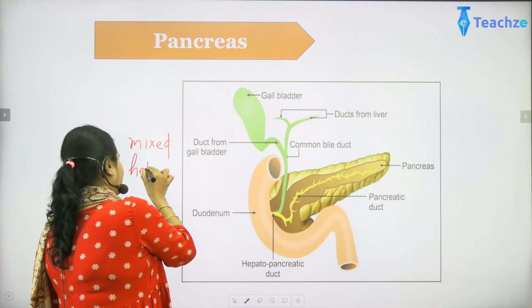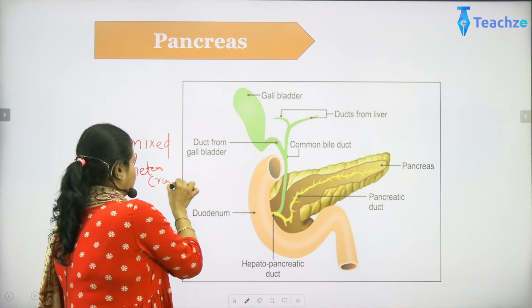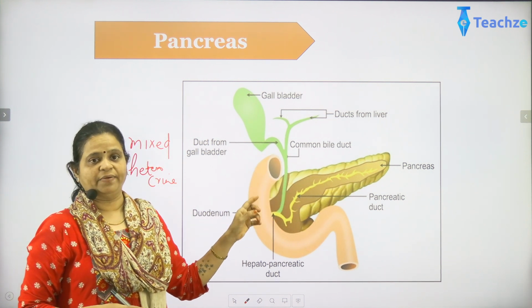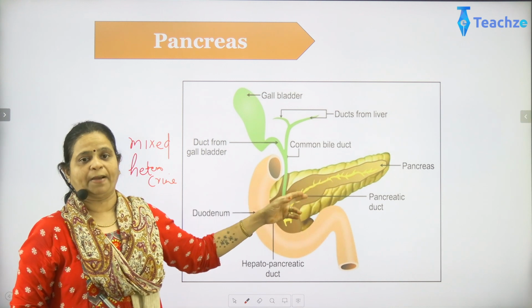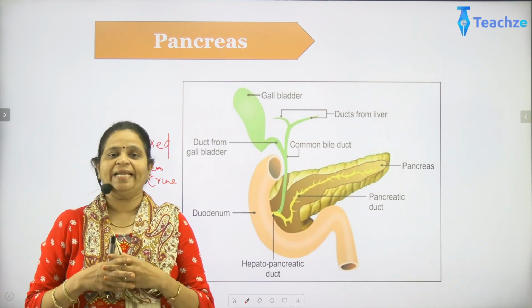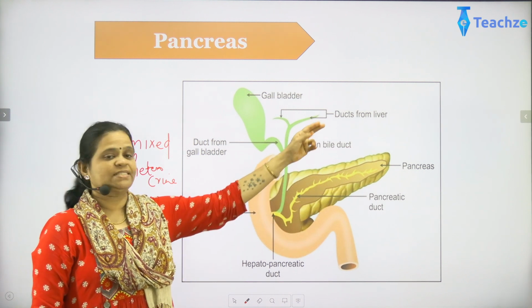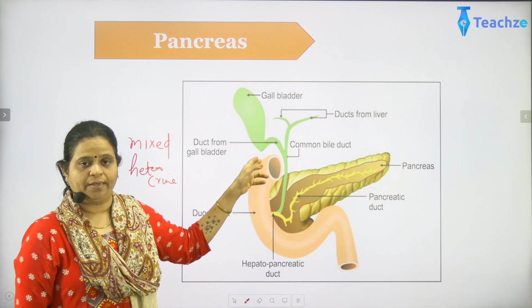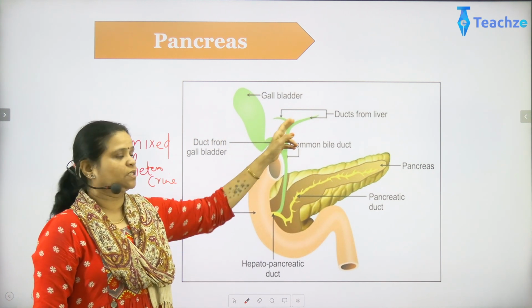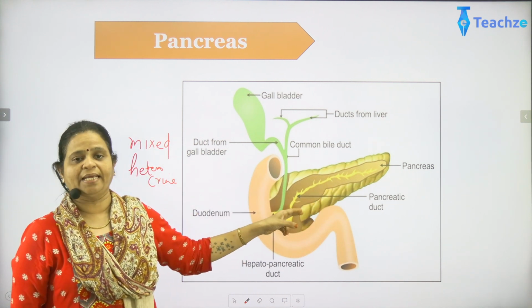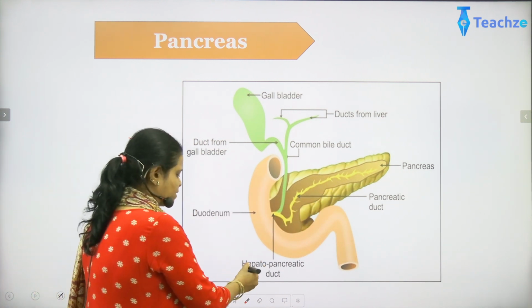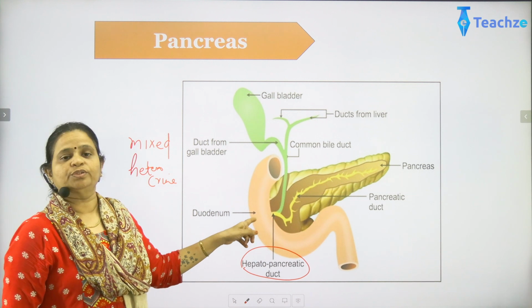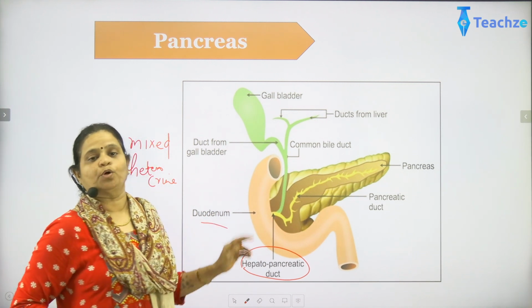Now, this gland, you can see here, has an association with the gallbladder, and all of them have a connection in between. There is a common bile duct coming out, and along with that you find a duct which comes from the gallbladder. The common bile duct enters along with the pancreatic duct to form a common duct called the hepatopancreatic duct. This duct opens into the duodenum, which is the first part of the small intestine.